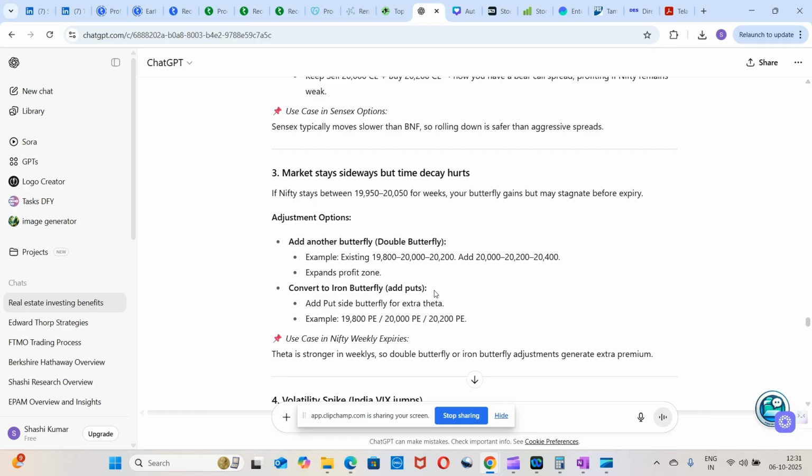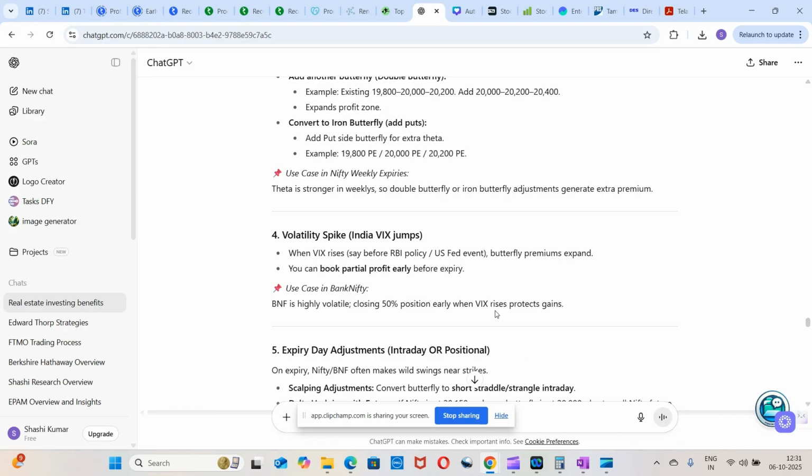So what you do is you add 20,000 PE to sell positions, and then you buy a 19,800 PE and a 20,200 PE. So you add a put side butterfly also, which basically converts it into an iron butterfly. Okay, so that's what you do when the market stays sideways and time decay hurts. You either convert it to a double butterfly or you convert it into an iron butterfly.